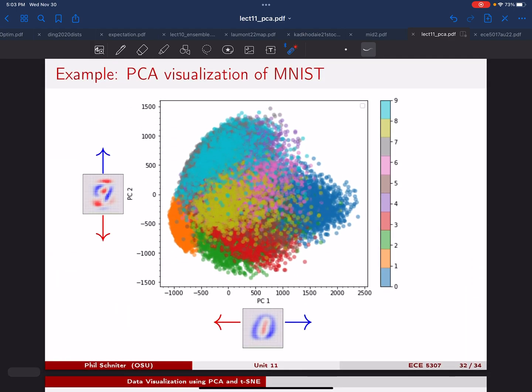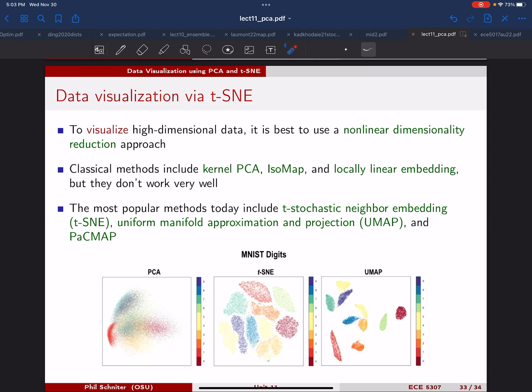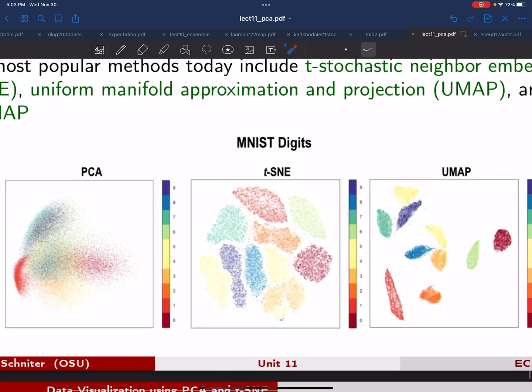Obviously this is not working very well. But again, PCA is very simple, so maybe there are other approaches that are better. The answer is yes. In general we would want to use a nonlinear dimensionality reduction approach. PCA is linear; nonlinear is going to be much more powerful. There are many classical techniques that have been developed for this: kernel PCA, isomap, local linear embedding, and so on. They don't work that well, but there are some more modern methods. Some of the most well-known are t-SNE, UMAP, and PaCMAP, and here is how they work on MNIST.